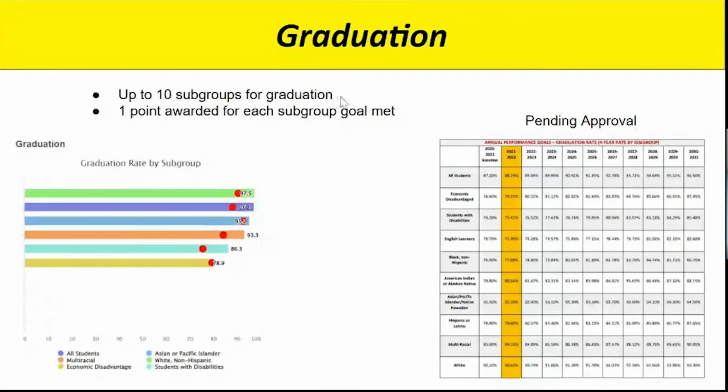So you might notice that some of these goals are higher than what they were previously. There's still 10 subgroups, and you get 1 point for every subgroup goal that is met. So if we're looking at this right here, we can see that our first 5, or our top 5, met the goal or exceeded the goal. And then the last one there, our economically disadvantaged, we were just below what we needed. So we're going to get 5 out of 6 points for graduation.